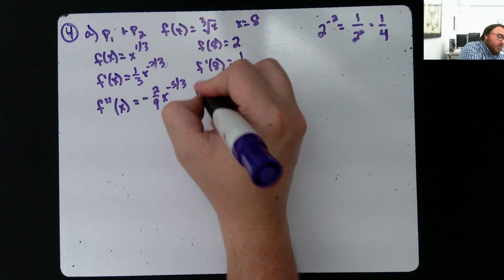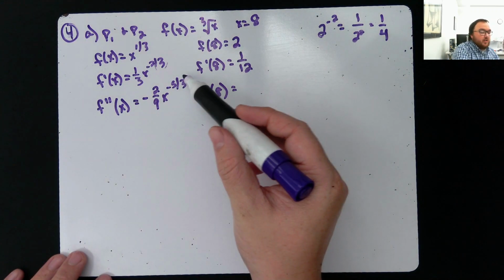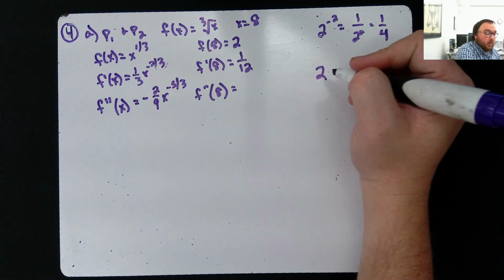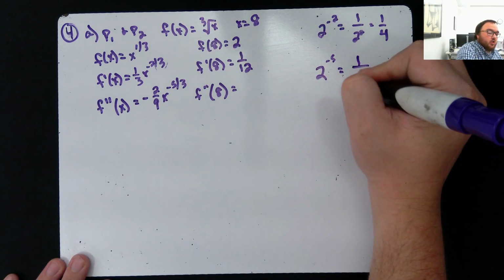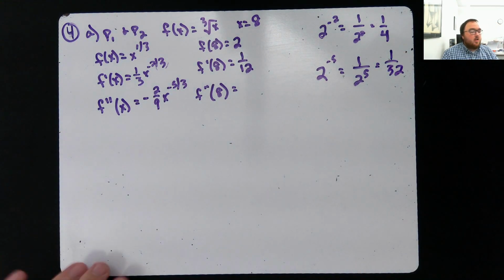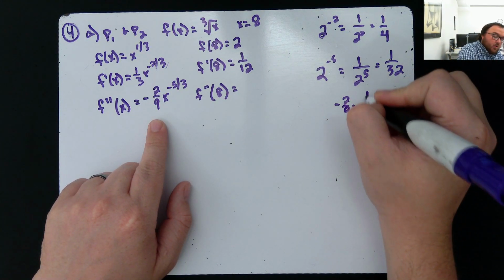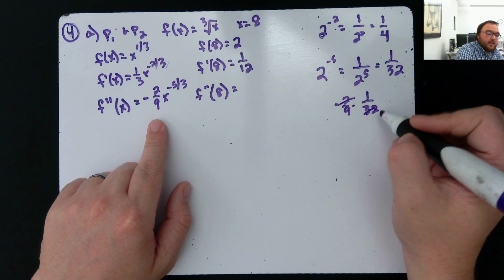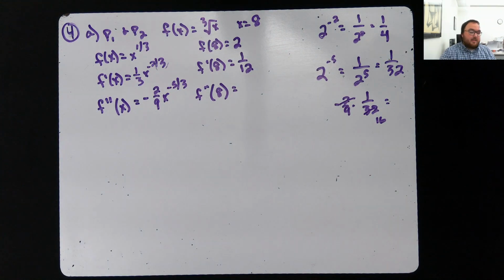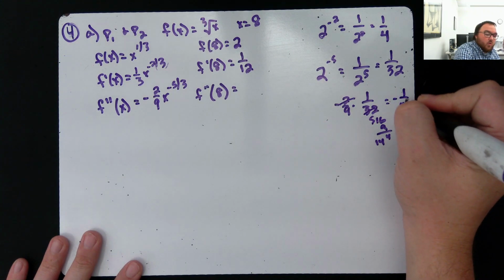Then do the same thing for the second derivative. 8 to the negative 5/3. Again, the cube root of 8 is 2. So what I really want is 2 to the negative 5th. That's 1 over 2 to the 5th. 2 times 2 times 2 times 2 times 2. 2 times 2 is 4, times 2 is 8, times 2 is 16, times another 2 is 32. 1 over 32 times negative 2/9. Negative 2/9 times 1 over 32. 2 and 32 can cancel to give me 16. 16 times 9 is 144. So negative 1 over 144.